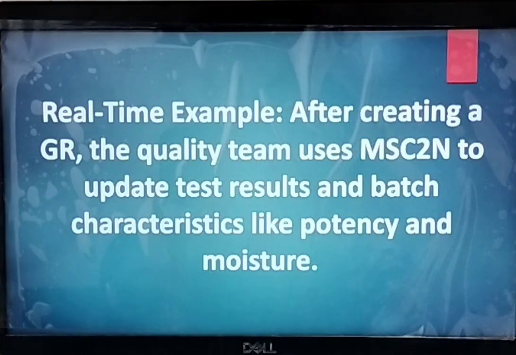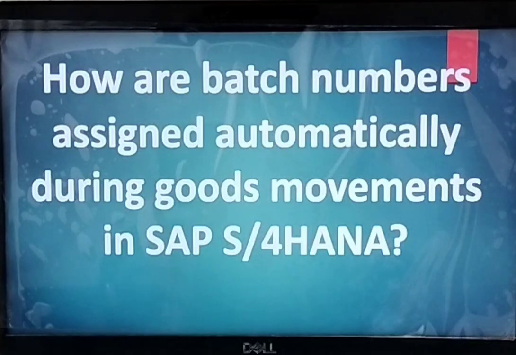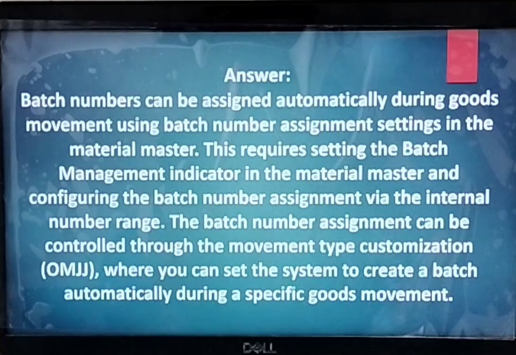Moving on to the next question. How are batch numbers assigned automatically during goods movement in SAP S/4HANA? The answer is, batch numbers can be assigned automatically during goods movement using the batch number assignment settings in the material master. This requires setting the batch management indicator in the material master and configuring the batch number assignment via internal number range. This is for audit purposes also.